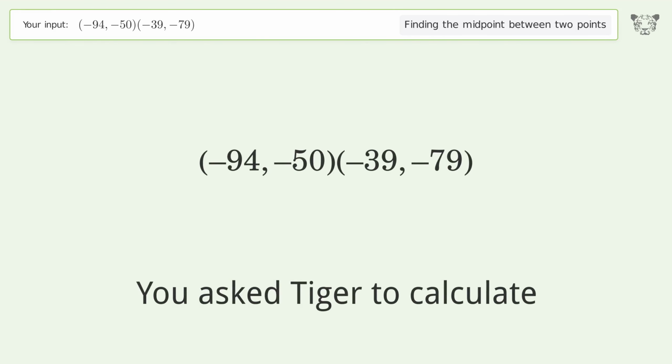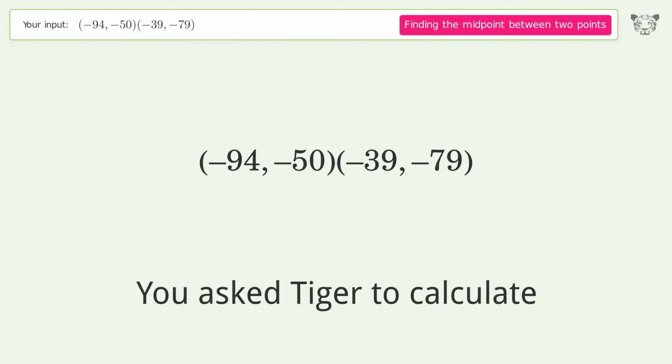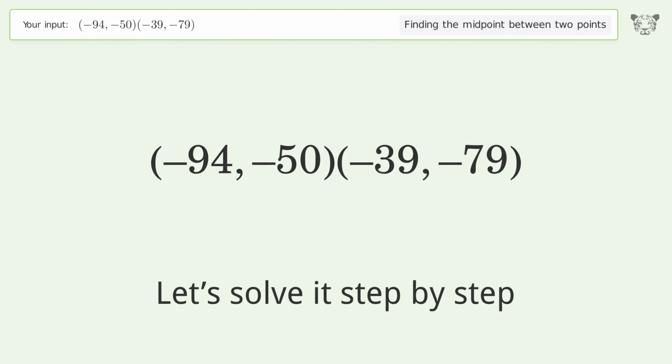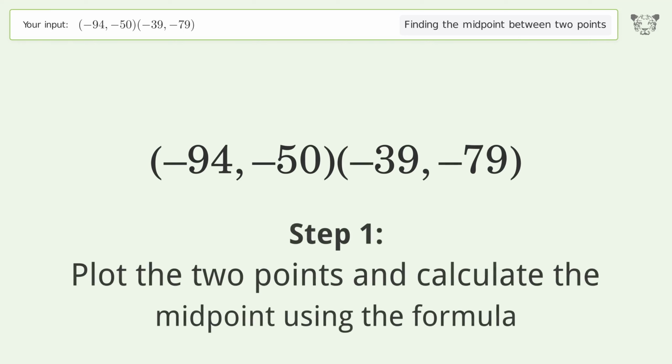You ask Tiger to calculate. This deals with finding the midpoint between 2 points. The midpoint between the 2 points is -66.5, -64.5. Let's solve it step by step. Plot the 2 points and calculate the midpoint using the formula.